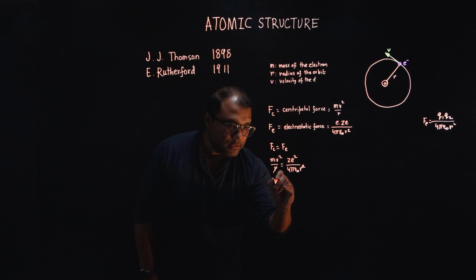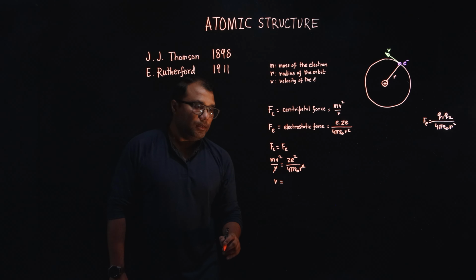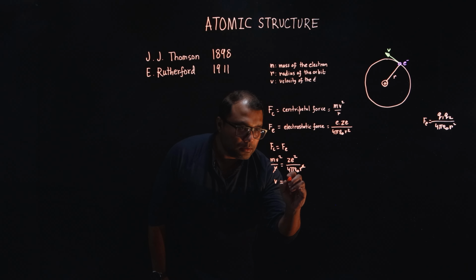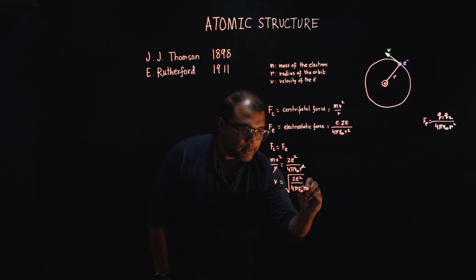So from this we can write the velocity of the electron is root over Ze square by 4 pi epsilon naught mr. Okay.